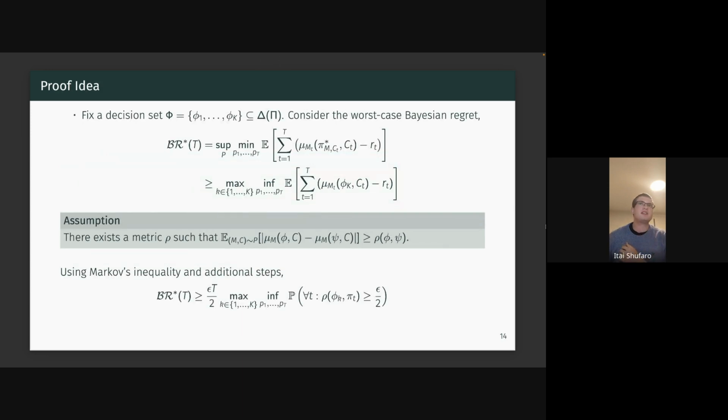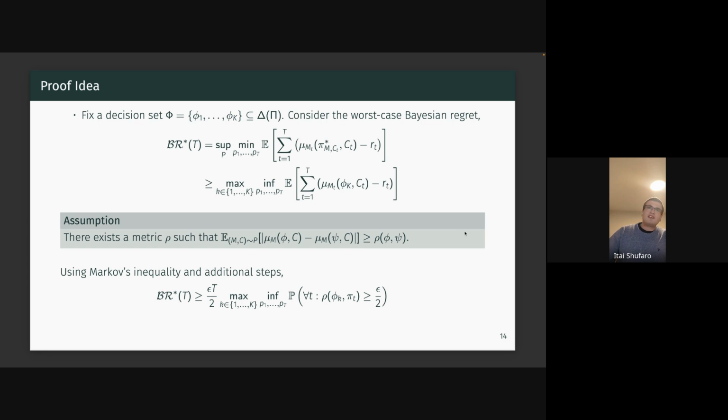So let's consider the worst case Bayesian regret over here. Now, in the regular worst case Bayesian regret, we always compare our performance to the best decision in hindsight, right? We look at every time step at our context and our current model, and we always compare ourselves to the best decision in hindsight. The first step we are trying to do here is we fix some decision set phi, which is finite. And instead of comparing ourselves to the best decision in hindsight, we will compare ourselves to the best decision from this finite set.